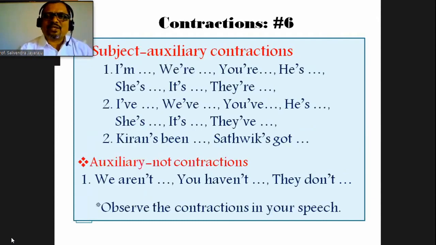And subject auxiliary contractions are not at all maintained in the English spoken by Telugu speakers. I'm is a contraction, you see. You need not expand it and say I am. In spoken English, all these expressions or contractions are always shorter. I'm, we're, you're, he's, she's, it's, there's, I've, we've, you've, he's. Not necessary to say he has. You can say he's, she's, it's, they've.